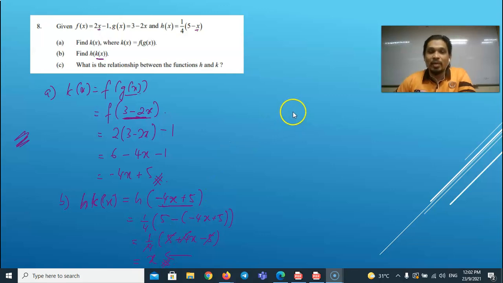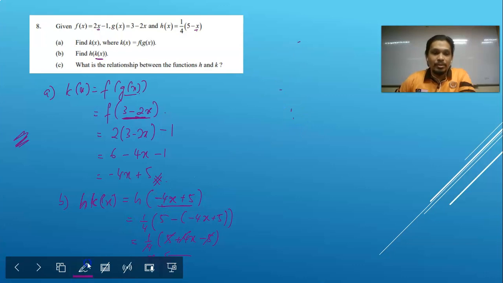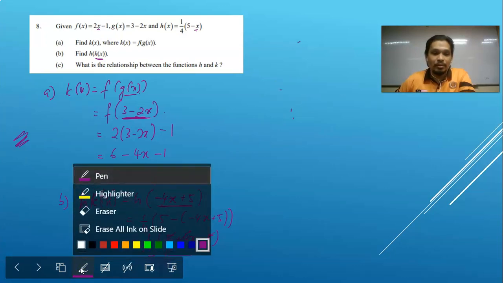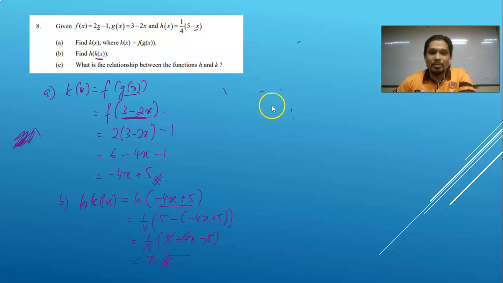Our conclusion is, okay, so then we come up with the conclusion that the function k(x) is an inverse of the function h(x).